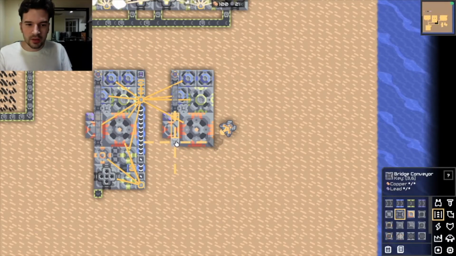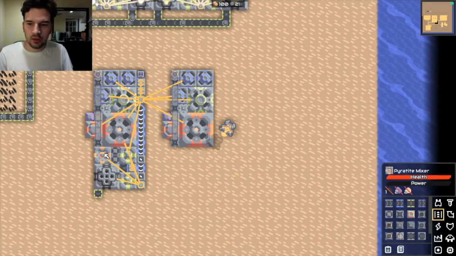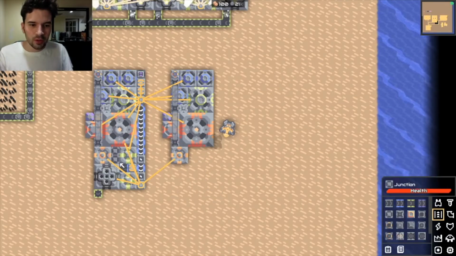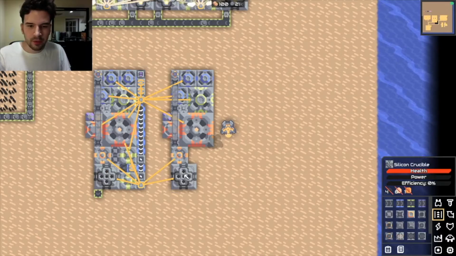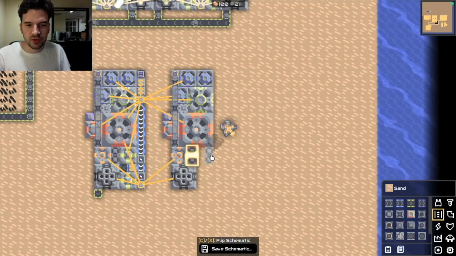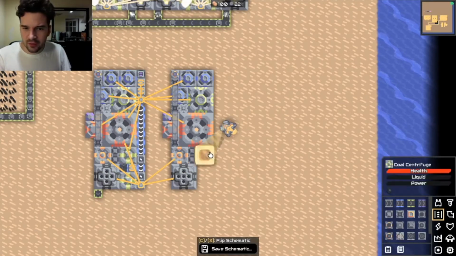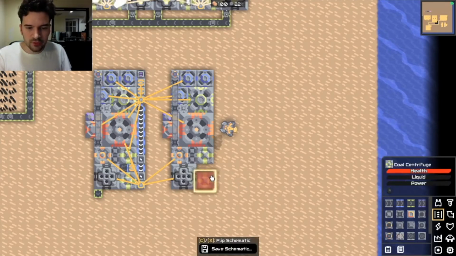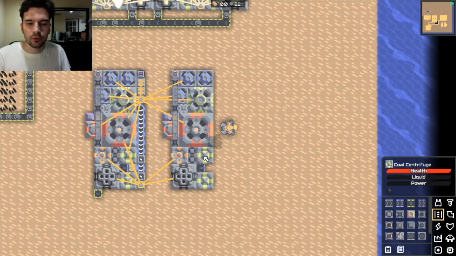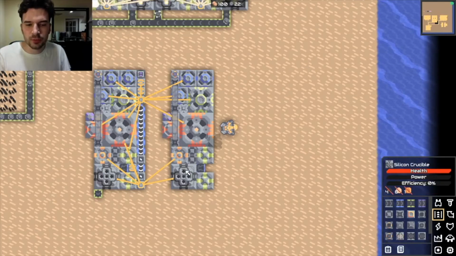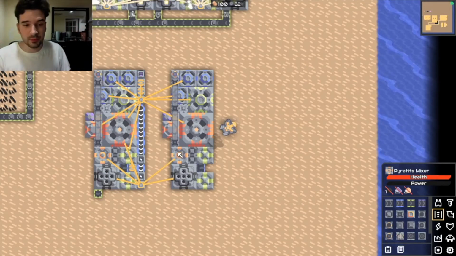All right, I get another bridge, and that way the lead is feeding into the pyratite mixer. I have a silicon crucible, so the silicon crucible is getting that pyratite, and then I have two junctions, so the sand from here is going right into the crucible. Then I have a whole centrifuge, and I have another one down here. And then I just put a little conveyor pointing in so that the coal from here drops down and goes into the crucible. Oh, and then it also feeds the pyratite mixer, which is perfect.